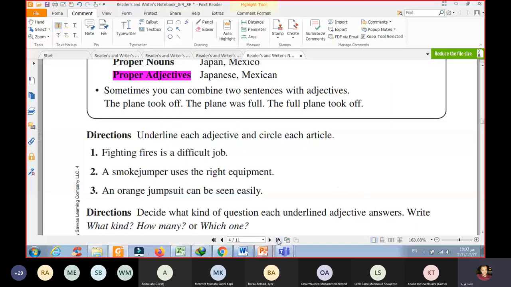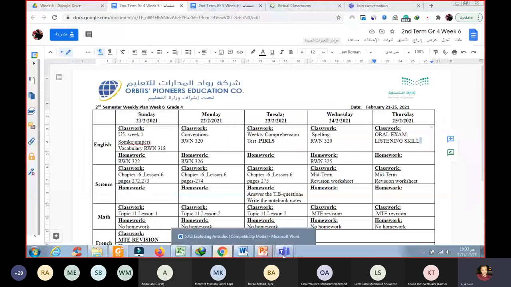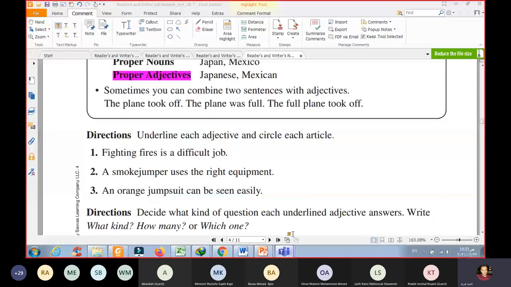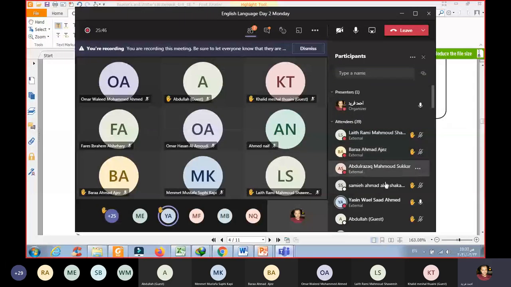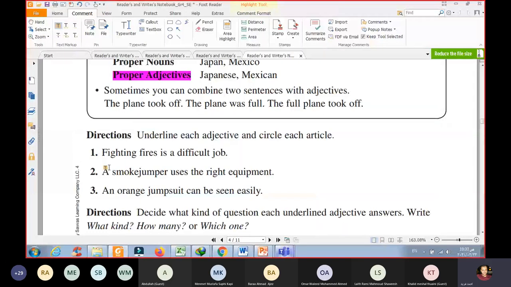Number one and two and three, let me see who wants to answer. Who wants to answer number one and two and three? Me, I'm Yassin. Okay, Yassin, number one, go on. Fighting fires is, first of all, a difficult job. First of all, you have to read the directions. Underline each adjective and circle each article. Yes. Fighting fires is a difficult job.